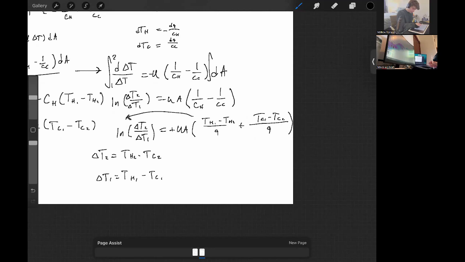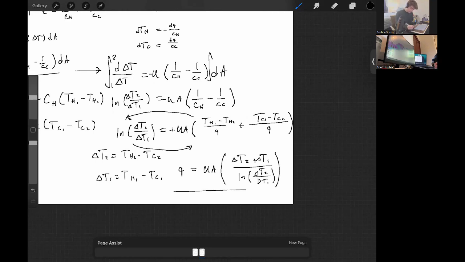And when we do that, we can move Q to the beginning as a coefficient and divide by natural log. When we do that, we're going to get something like Q equals U A multiplied by the change of temperature 2 minus change of temperature 1 over natural log of delta T of 2 over delta T of 1. Oh, sorry, this is plus. And this is our log mean for our function.